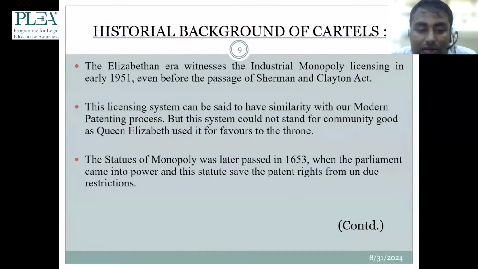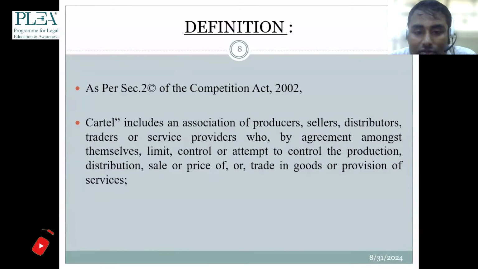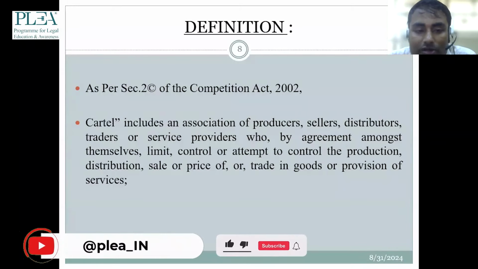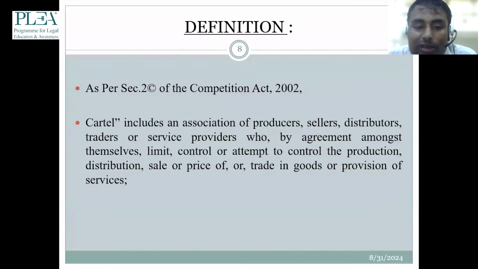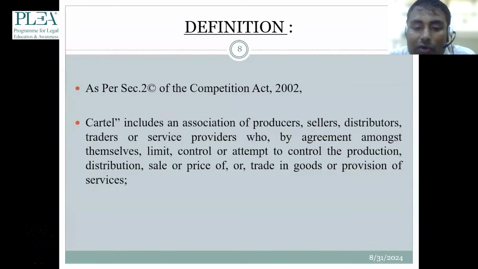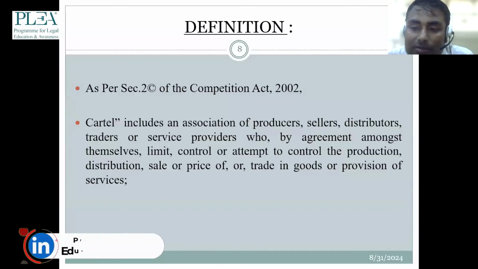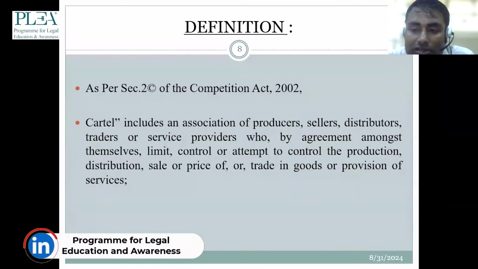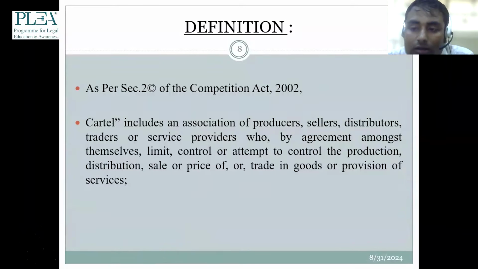Yes, just repeat the 8th slide. So cartel includes an association of producers, sellers, distributors, traders, or service providers who by agreement amongst themselves, so there is a hidden agenda agreement between themselves, limit, control, or attempt to control the production, distribution, sale or price of, or trade in goods, or provision of services. So that is actually to restrict business activity, and that is defined by the Competition Act.